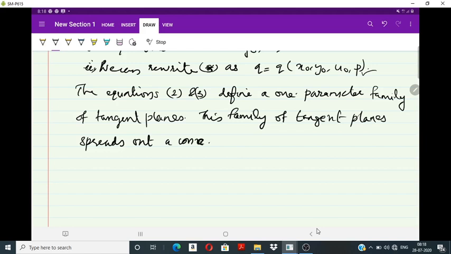A cone, and this is known as the Monge cone. This is called a Monge cone. Very important concept. This is a question that is asked regularly in exams, to define the Monge cone and to form its equations.